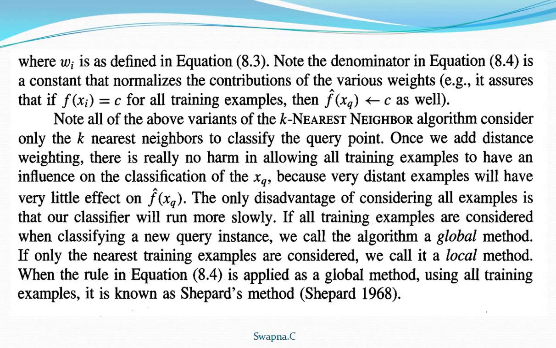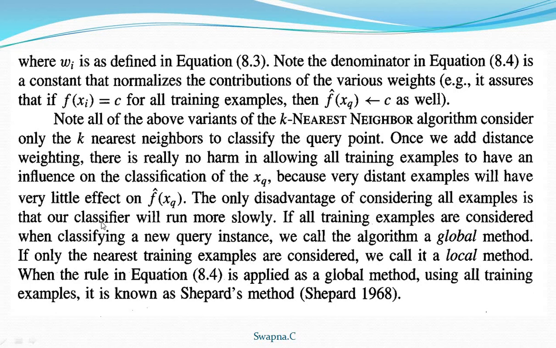If you are considering all the training examples and assigning weights to all of them, which are present in the instance space, according to the distance from xq to the training examples, then there is also no problem. There is no harm, because we only take those which have the largest weights. The only disadvantage of considering all the training examples to classify new examples is that it will take more time.